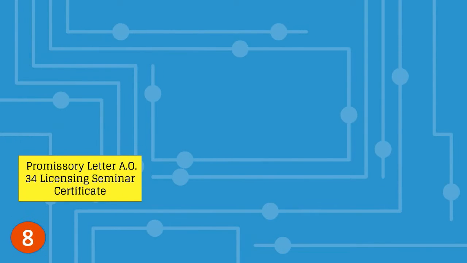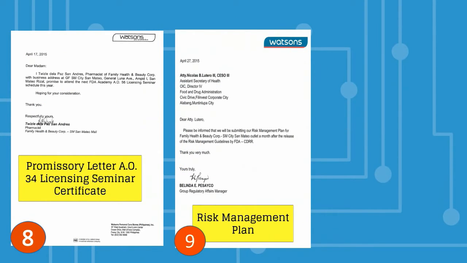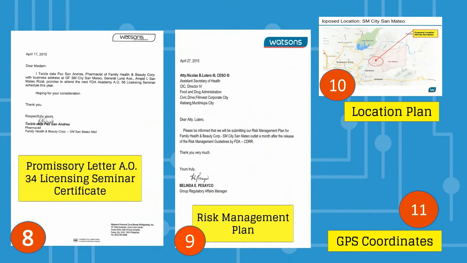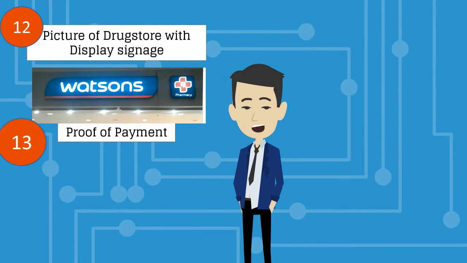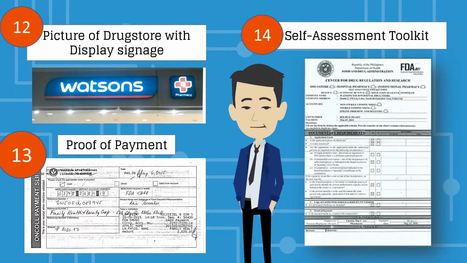Eight requirements are: Promissory Letter for Licensing Seminar Certificate. 9. Risk Management Plan. 10. Location Plan. 11. GPS Coordinates. 12. Picture of drugstore with display signage. 13. Proof of payment. And the last, or 14th requirement, is the self-assessment toolkit.